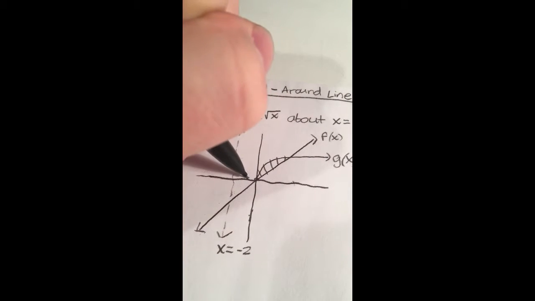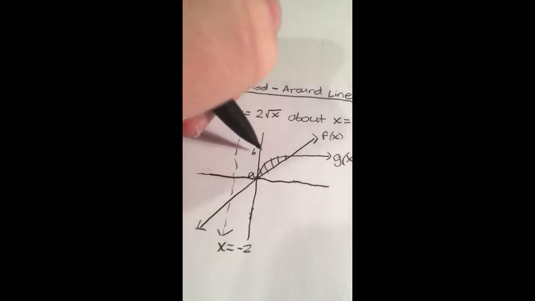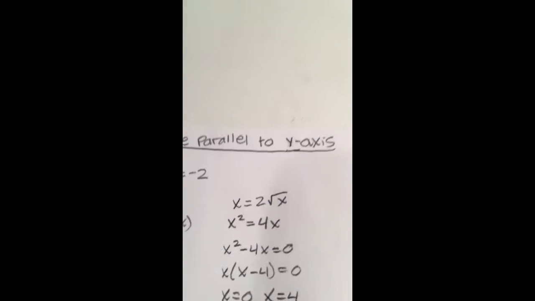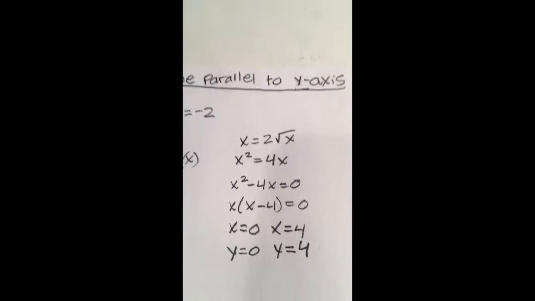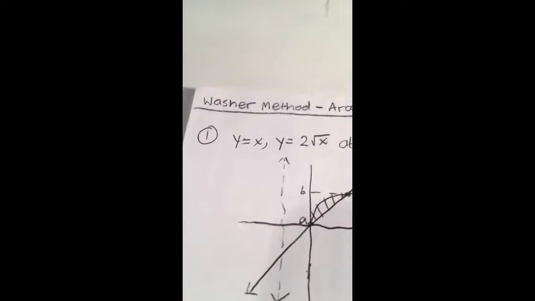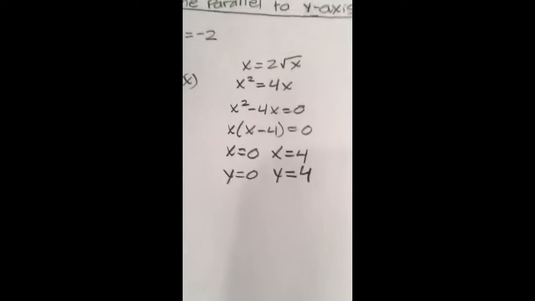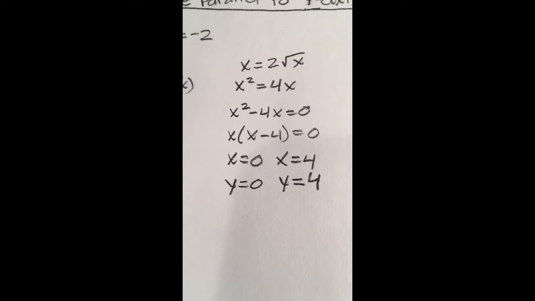We're going to need to find a and b first, as always. I set our two functions equal to each other to find the x points at which they intersect, and we end up with x equals 0 and x equals 4. Because one of our functions is y equals x, we end up with the same y values as x values. So our limits of integration are a equals 0 and b equals 4.